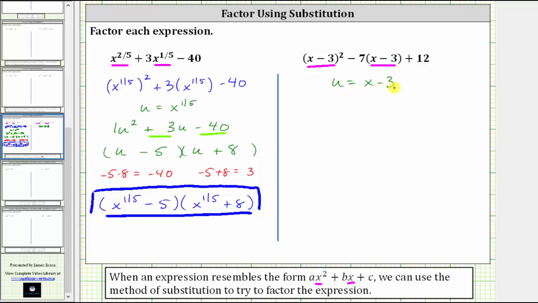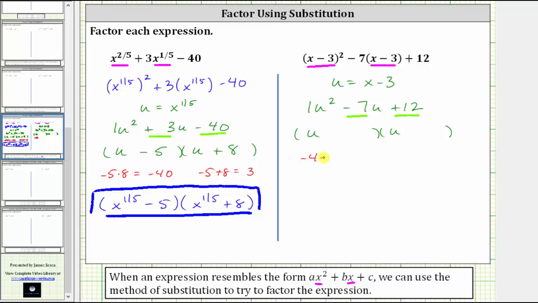If u is equal to x minus 3, we can now write the square of x minus 3 as u squared, and then we'd have minus 7 times u plus 12. And now let's factor this in terms of u and write it back in terms of x. If this does factor, it will factor into two binomial factors. Because u times u is equal to u squared, we have a factor of u here and a factor of u here. Because the leading coefficient is 1, we need to find the factors of positive 12 that add to negative 7, which are negative 4 and negative 3.